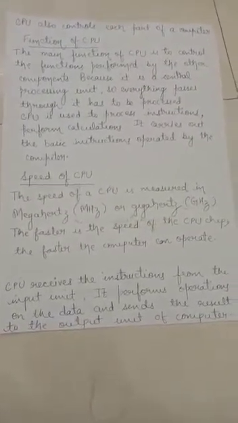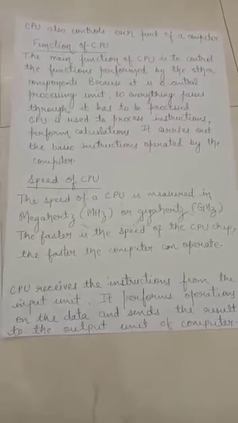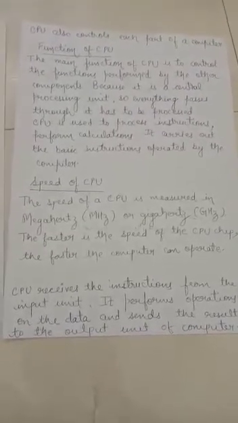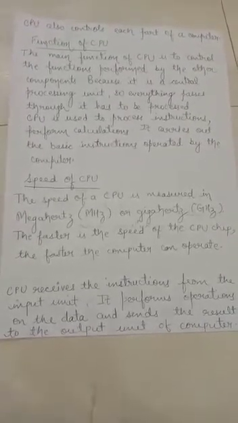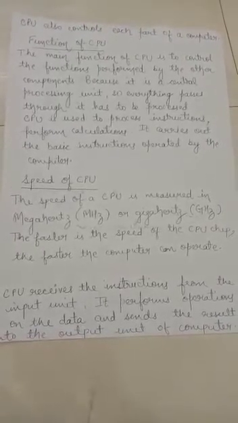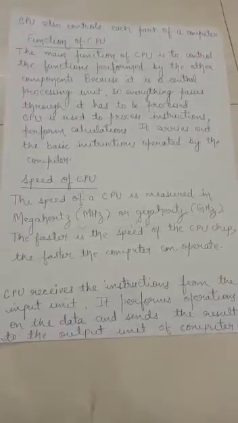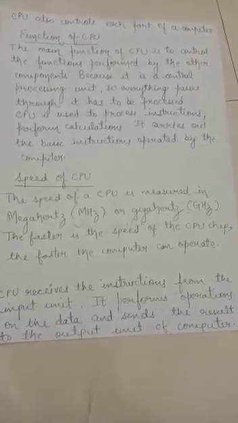The main function of the CPU is to control the functions performed by the other components. Because it is a central processing unit, everything that passes through it has to be processed. CPU is used to process instructions, perform calculations. It carries out the basic instructions operated by the computer.